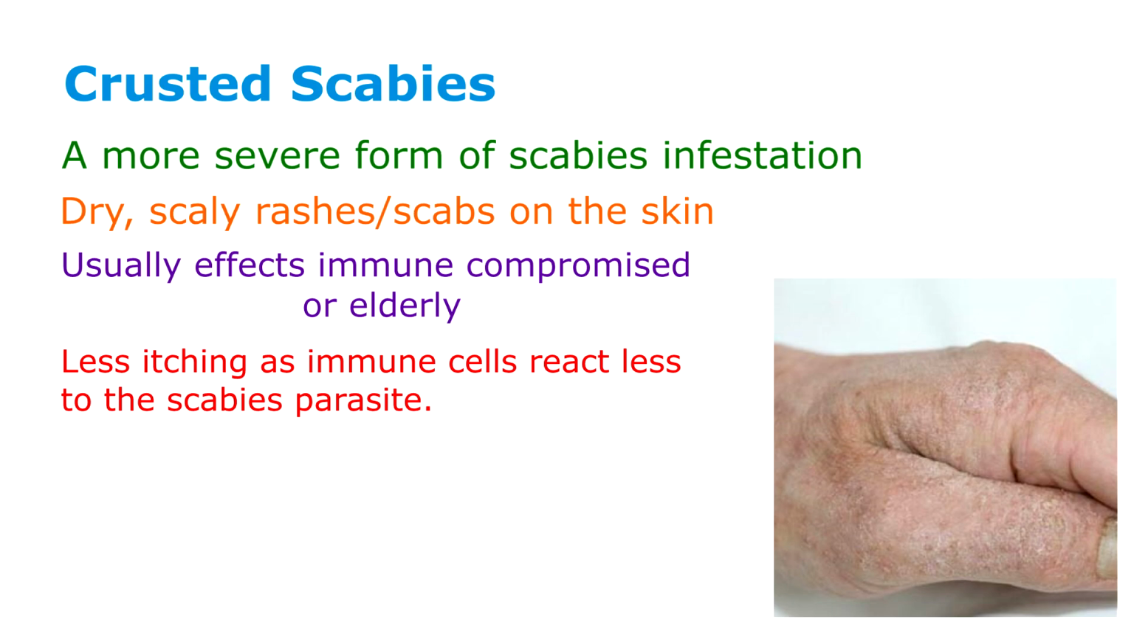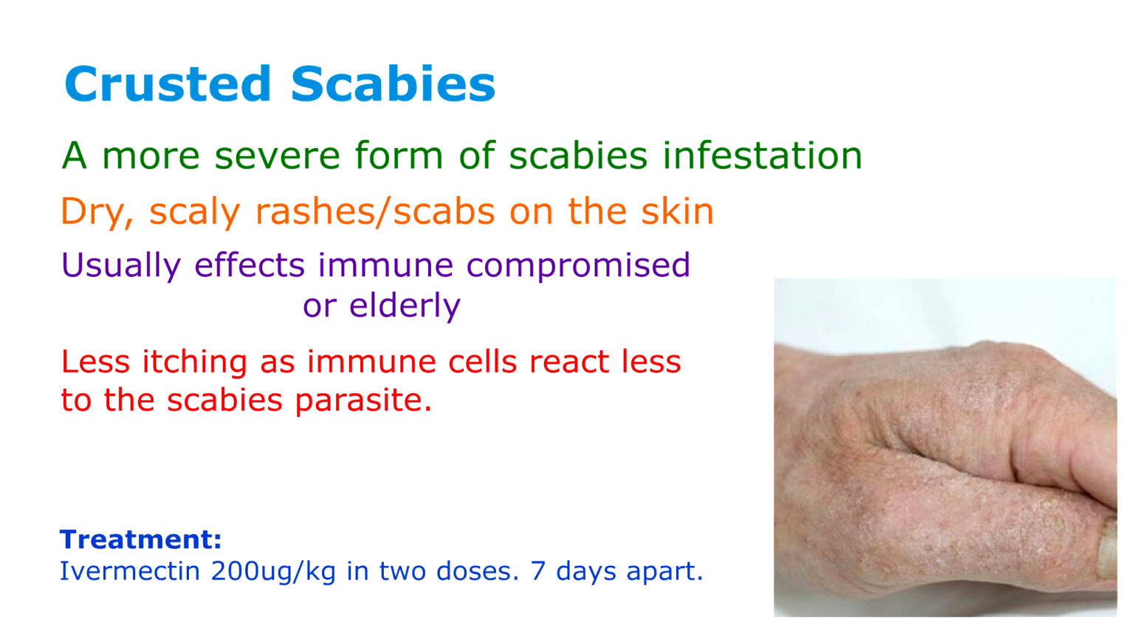The regular burrows of scabies normally contain one scabies parasite. However, in crusted scabies, there may be hundreds present. Treatment of crusted scabies can include ivermectin, which is 200 micrograms per kilogram, can be given in 2 doses, and the second being after 7 days.